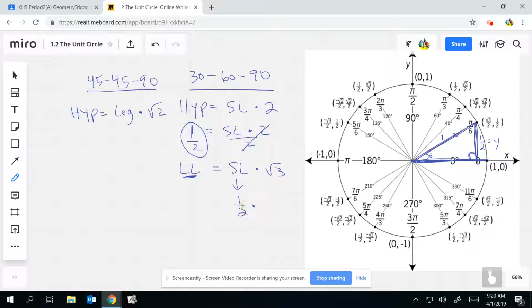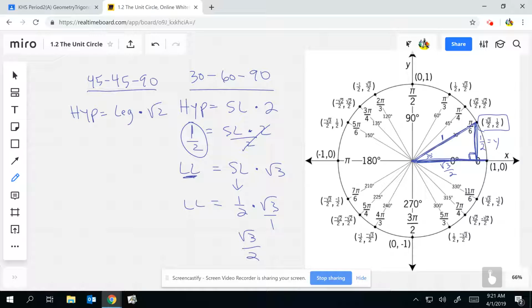So 1/2 times radical 3 is going to be my longer leg. If I put a 1 under this, you're going to get radical 3 over 2 when you multiply together. So you can see that this side right here is going to be radical 3 over 2. And that's how they got this coordinate right here. Both of those points that I just found, both of those sides of that triangle are in that coordinate.